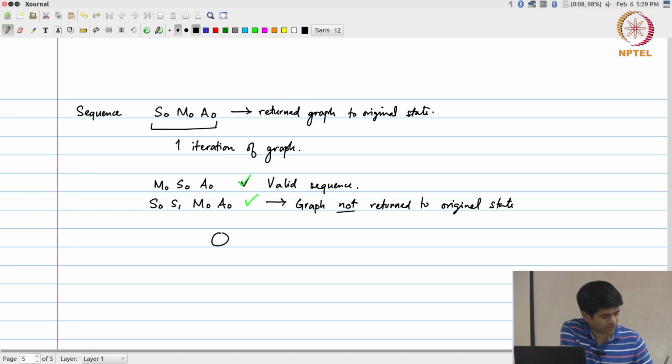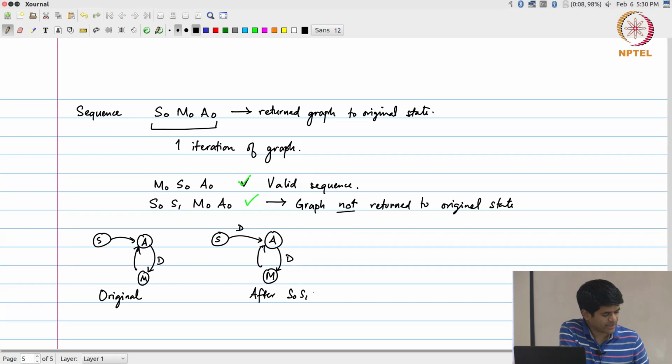Why is that? Because essentially what we are saying is this was S, A, M. After all this firing, I will end up with this state. This was the original, and this is after S0, S1, M0, A0. Right? So there is this difference over here. But it's not a major difference, it's just that one extra token is there on the SA arc, right? But you can see how this is useful.